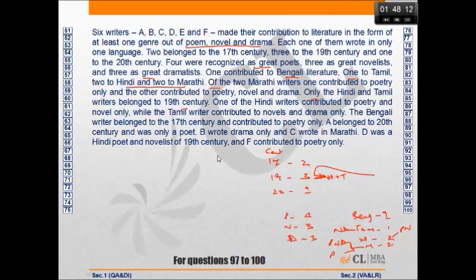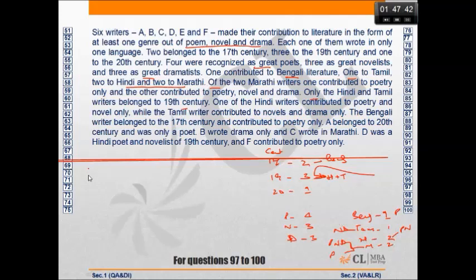The Bengali writer belonged to the 17th century and contributed to poetry only. So it is poetry only. Then: A belonged to the 20th century and was only a poet.